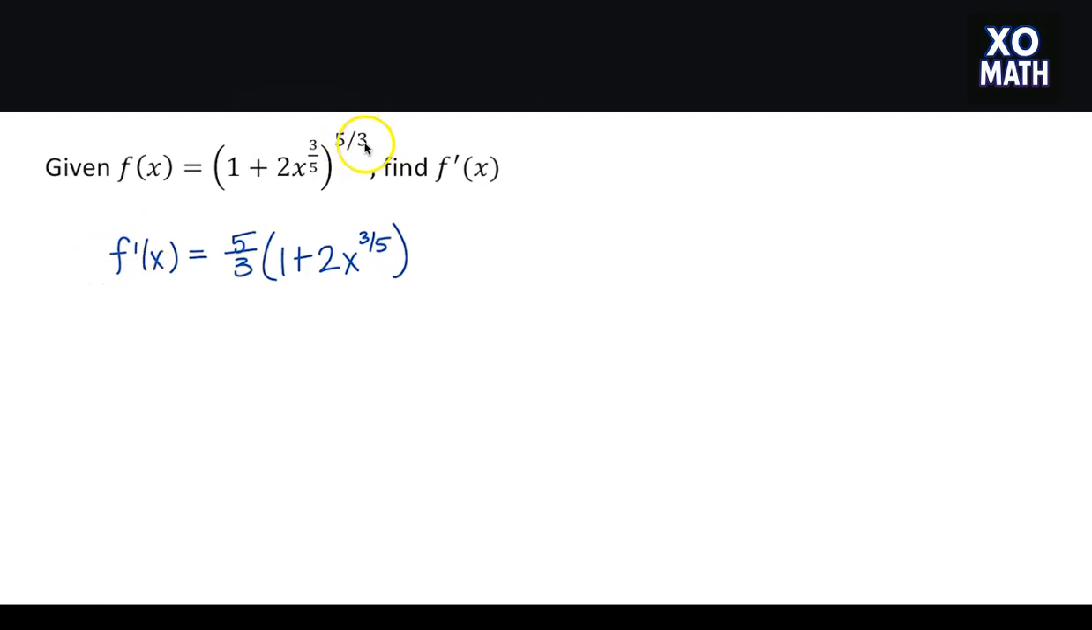Then I have to subtract 1 from 5/3. So if I subtract 1, that's subtracting 3/3. So I would have 2/3 left. And then I have to multiply by the derivative of the inside. So the derivative of the inside here, the derivative of 1 is 0, but here 2x to the 3/5, that's a power rule. So bringing that 3/5 to the front and multiplying it by 2, that's 6/5. And then x, well, if I subtract 1 from 3/5, if I subtract 5/5, I'm going to have negative 2/5.